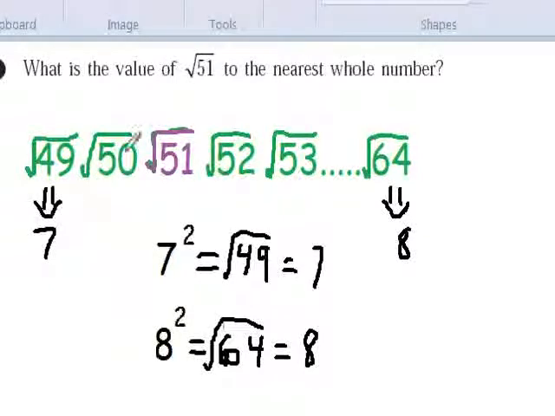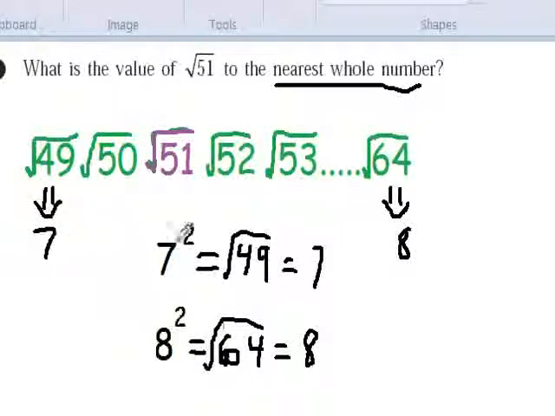Now in between the square root of 49 and the square root of 64 are all these other square roots that I don't know. I can guess the square root of 50 is about maybe 7.1 or maybe 7.15, something like that. And the square root of 51, it's about 7.1234, something close to that. It's an approximation, and we want to the nearest whole number, right?